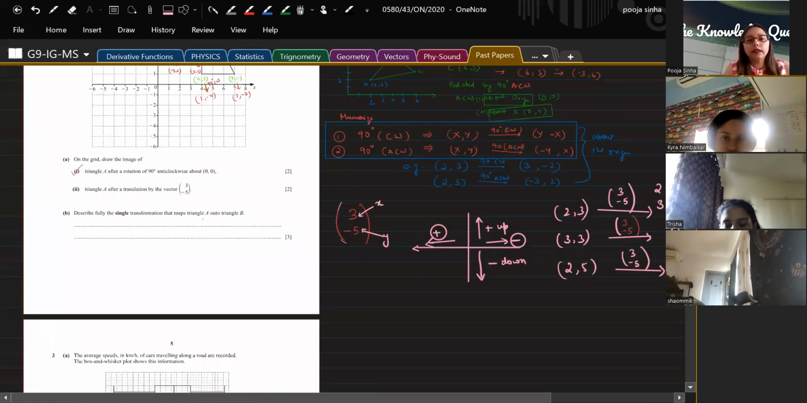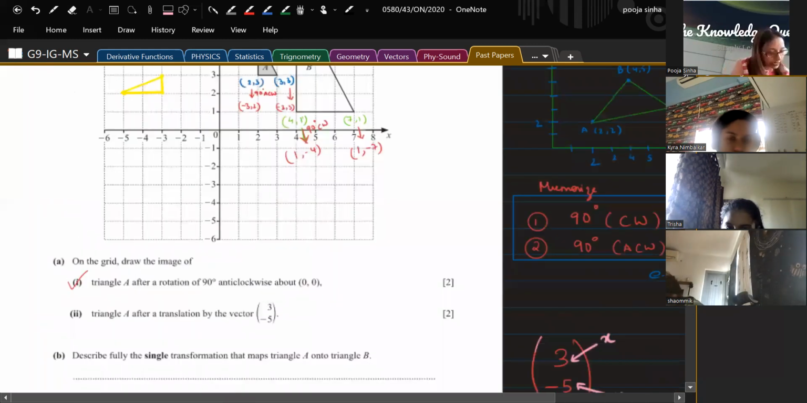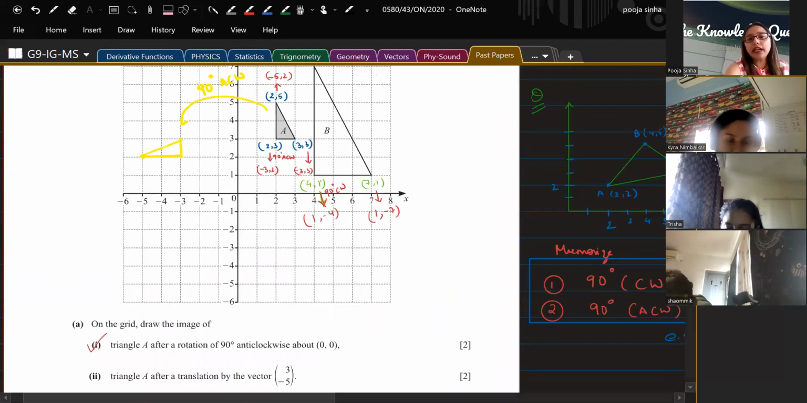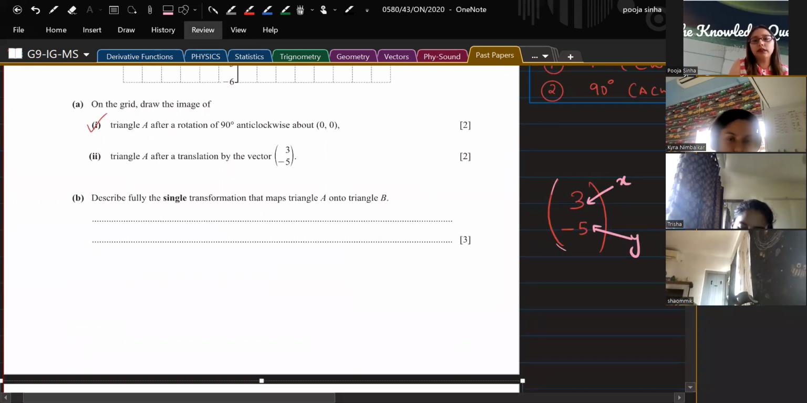So then it says describe fully the transformation that maps triangle A onto B. So from A to B, what kind of transformation is it? It's called enlargement. Because you can see that from A to B, the triangle is increasing in size, right? So you will write enlargement. What is the word?